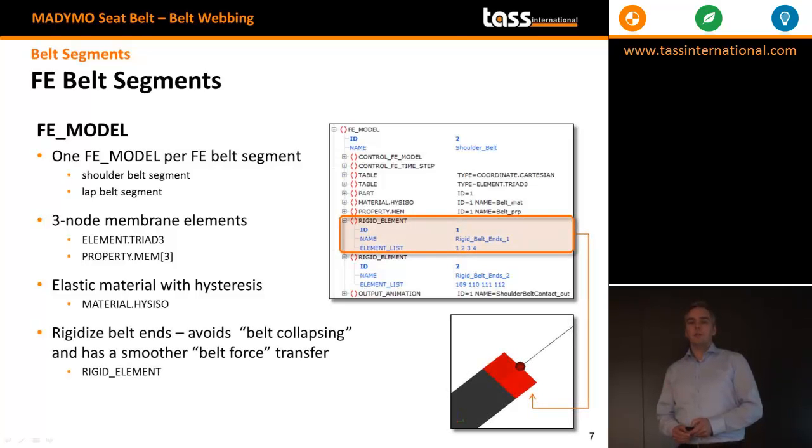And also important for FE belt segments is that you can rigidize the belt ends. This is because only part of the belt webbing is modeled with an FE belt segment, where at the end it's connected to an MB segment. And in order to avoid the FE belt to collapse, to fold, you can rigidize the belt ends. For this, the keyword rigid_element is used.